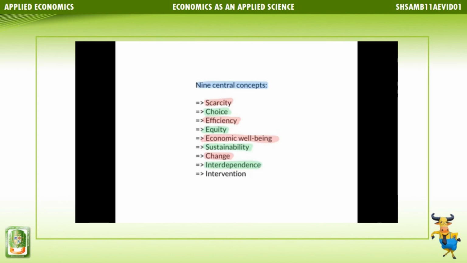Economists are also interested in studying intervention. When should the government intervene in the economy, or should the government have full control of the economy? And in what way should the government intervene? Say, for example, people are over-consuming harmful products like cigarettes. Should the government intervene? How should the government intervene? Should it pass laws to ban the smoking of cigarettes, or maybe raise the age, or maybe tax cigarettes? So economists are also interested in studying intervention. These are the 9 central concepts that guide what economists study.